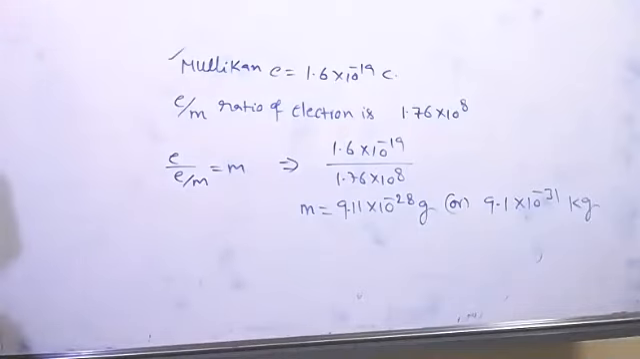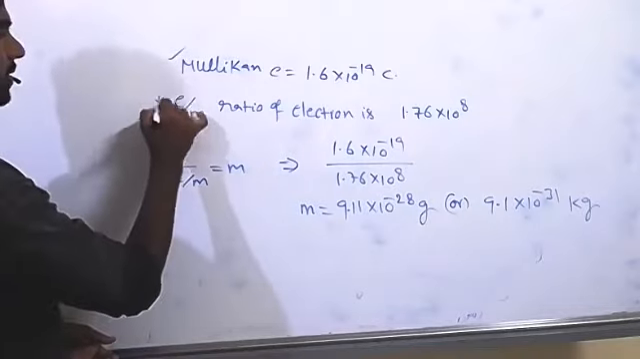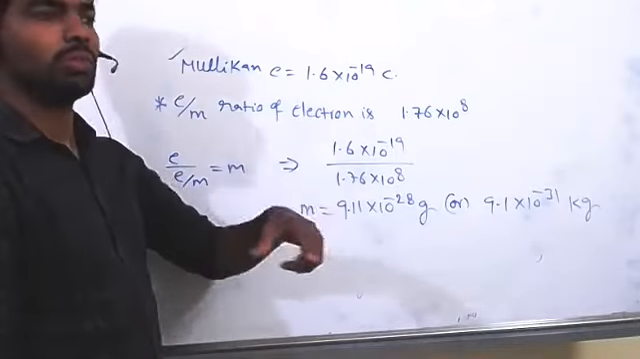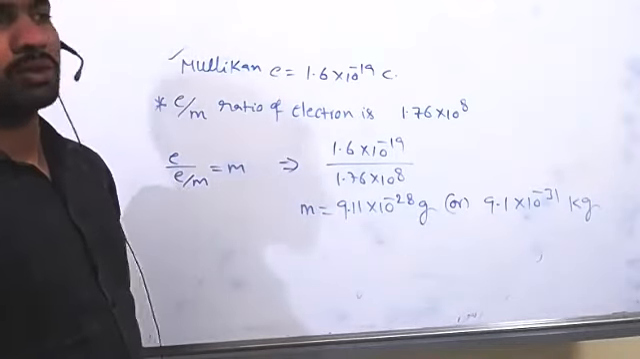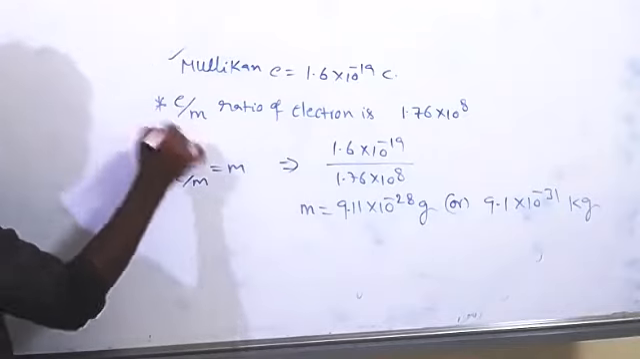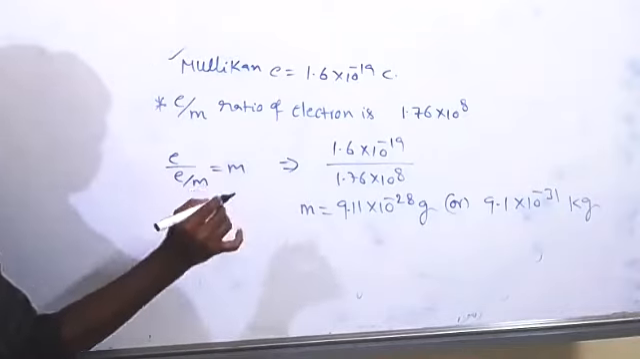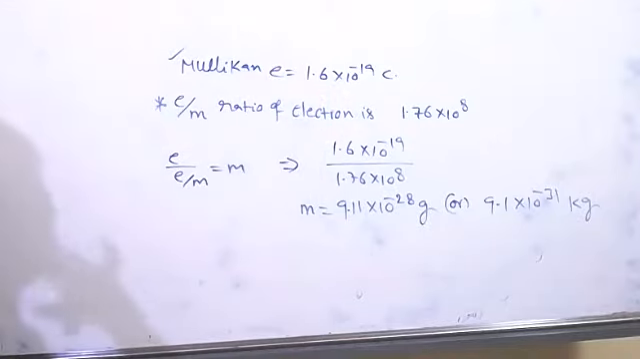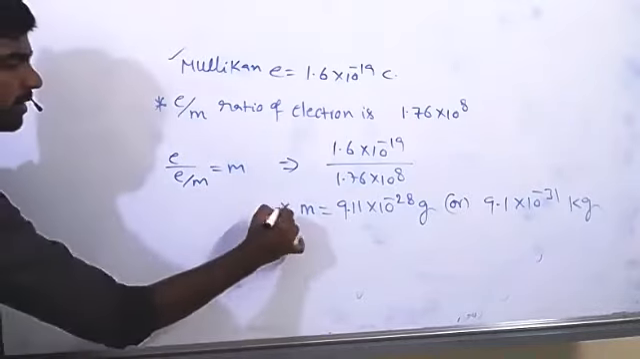So here the e/m ratio of an electron is independent of the nature of the gas used in the discharge tube and the nature of the electrodes used in the discharge tube. Very important point. Frequently asked MCQ questions are based on the e/m ratio. So just note down: charge of electron 1.6 × 10^-19 coulombs, e/m ratio of electron is 1.76 × 10^8, and mass of electron.